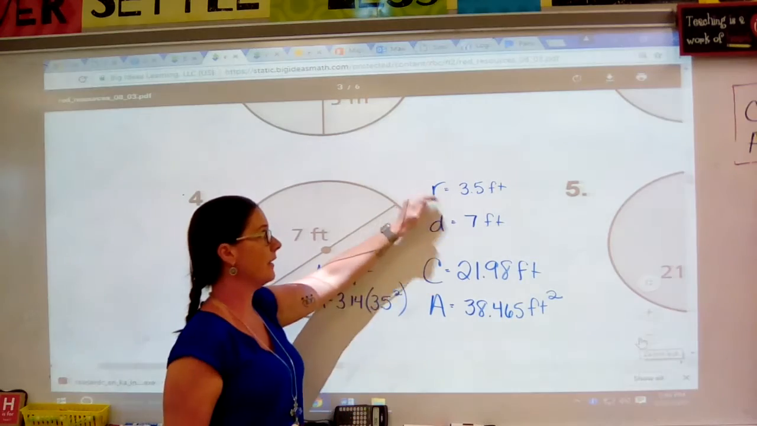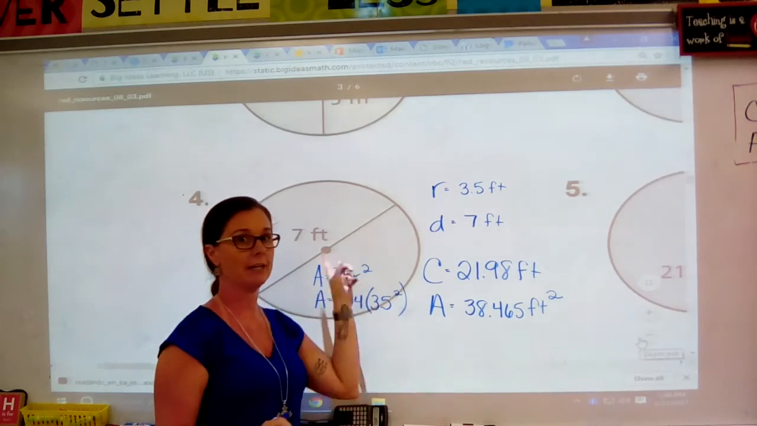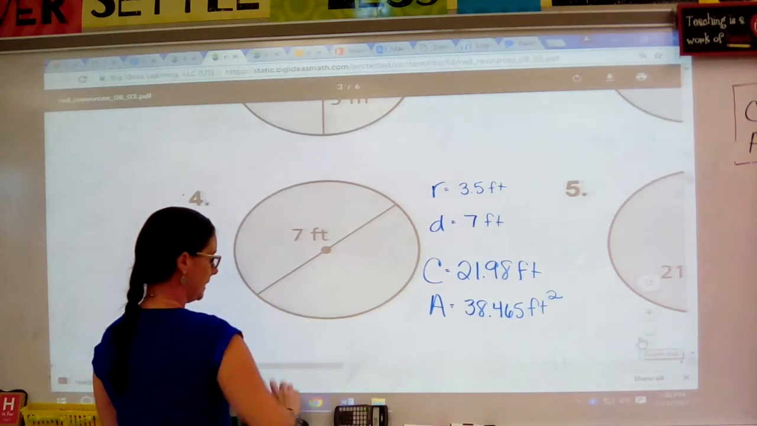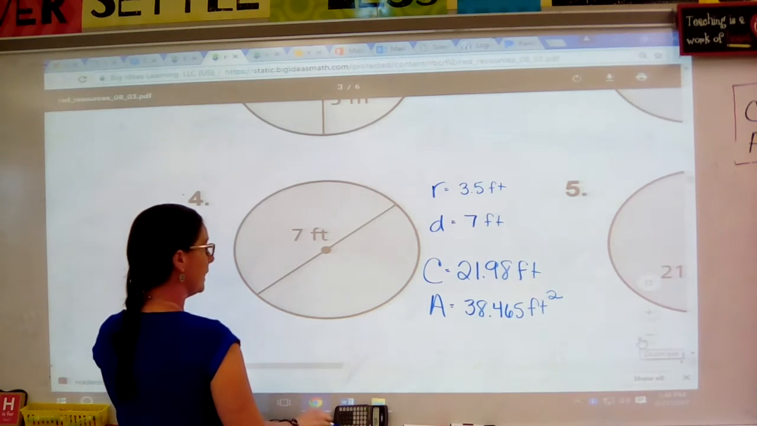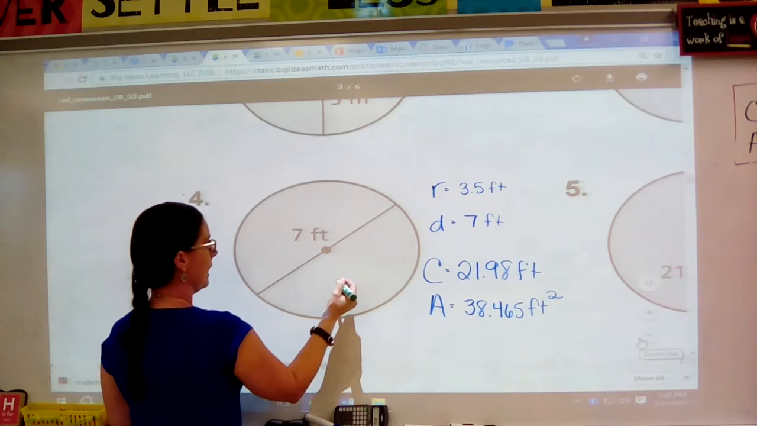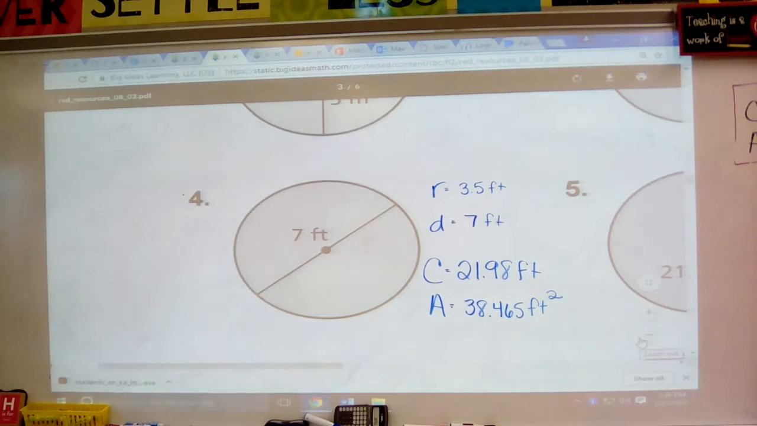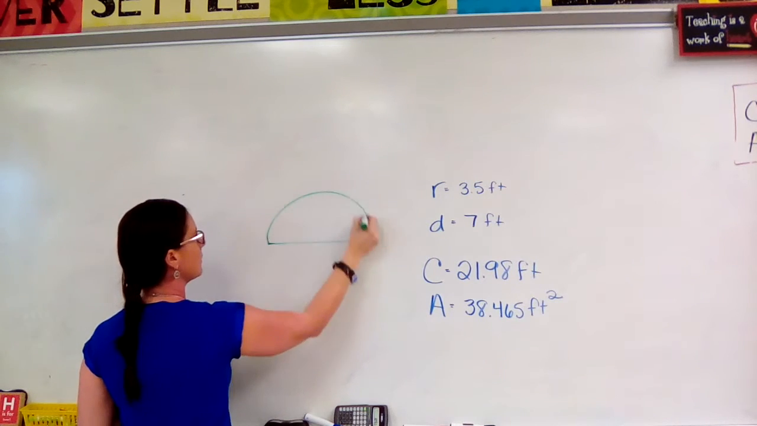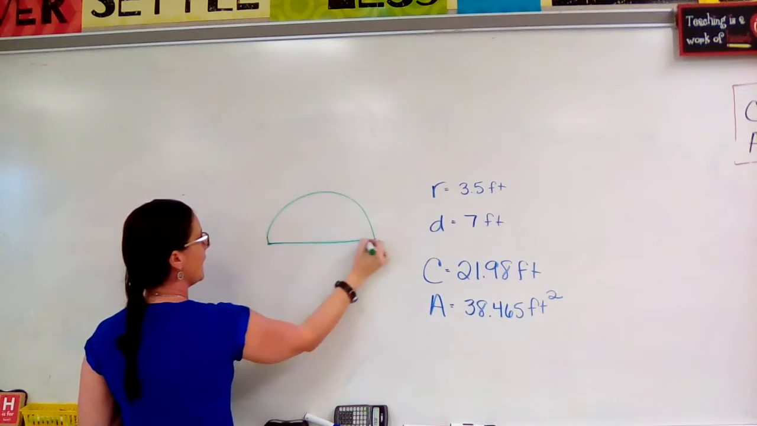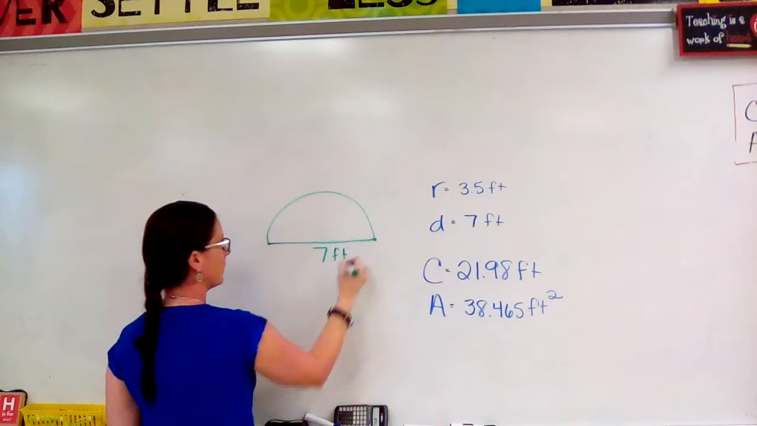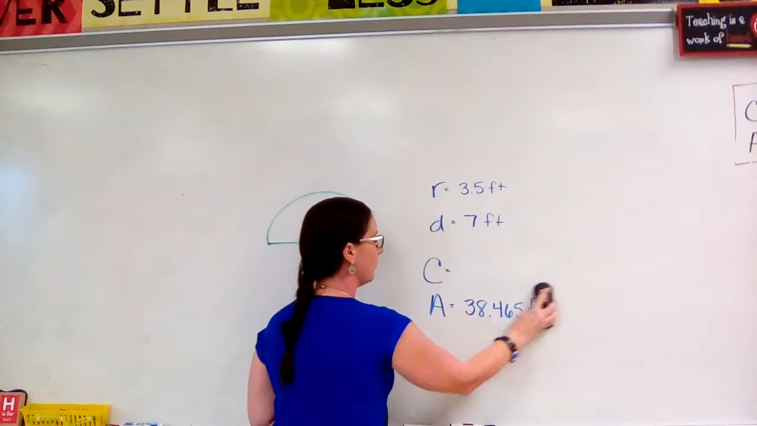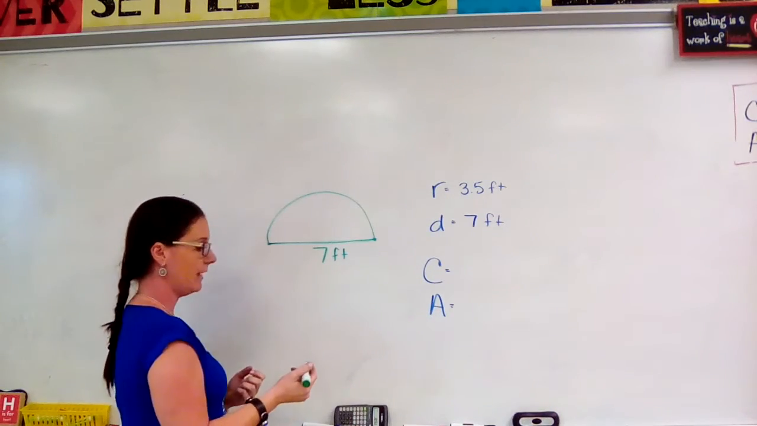So, as you see, I just found my radius, my diameter, my circumference, and my area of this entire circle. I'm going to change that up just a bit and go with the scenario of if I had a semicircle that had a diameter of 7 feet. If I'm finding the area and the perimeter of my semicircle, I'm going to start by finding area.